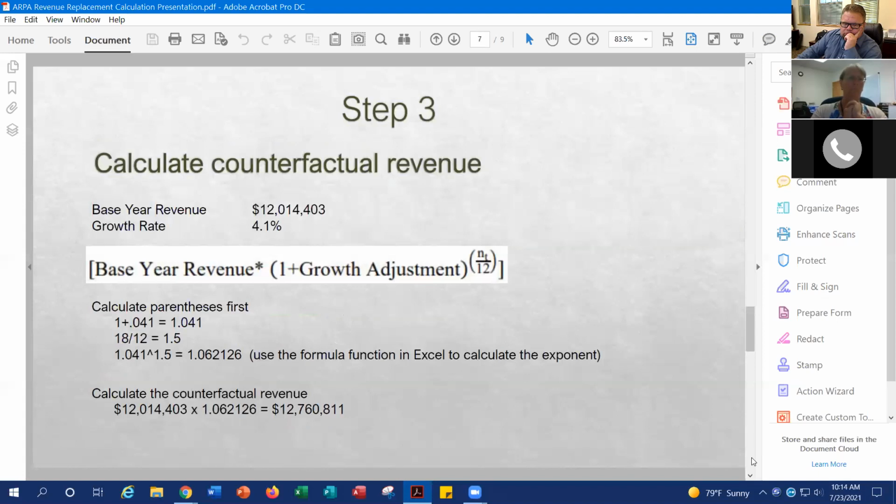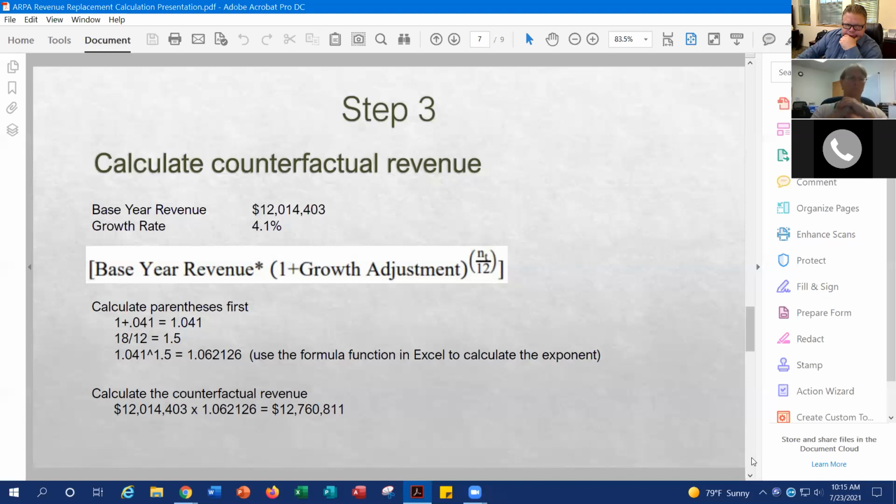Then you need to calculate your counterfactual revenue. So you're going to take your base year revenue and your growth rate, calculate your parentheses first. So you're going to take 1 plus your growth rate. You're going to take the number of months from your fiscal year end date for your base year through the calculation date of December 30th, 2020, and then divide that by 12. That gets you your 1.5.